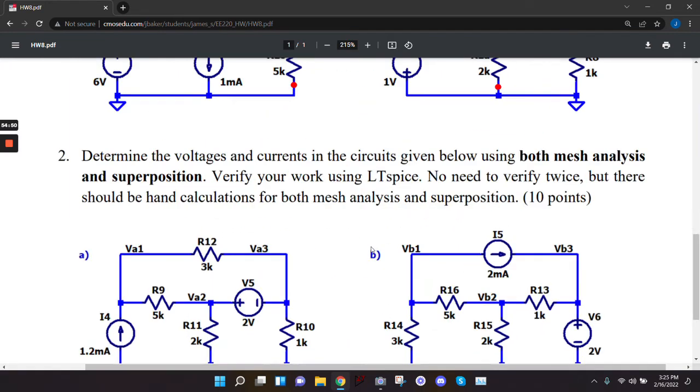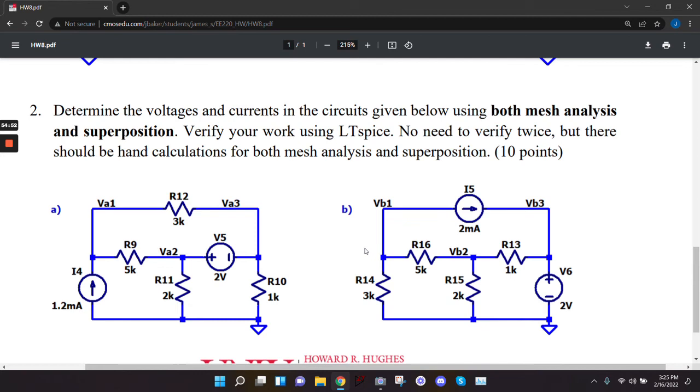And then down here, these are some 3-loop circuits. You guys haven't seen this yet. And I'm asking you to solve for the voltages and the currents in these circuits using both mesh and superposition. What I mean by that is I want you to solve it using mesh and get your answers, and then solve it using superposition and get your answers and clarify that they match.